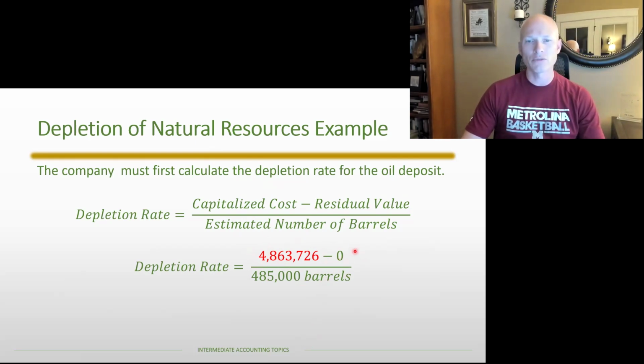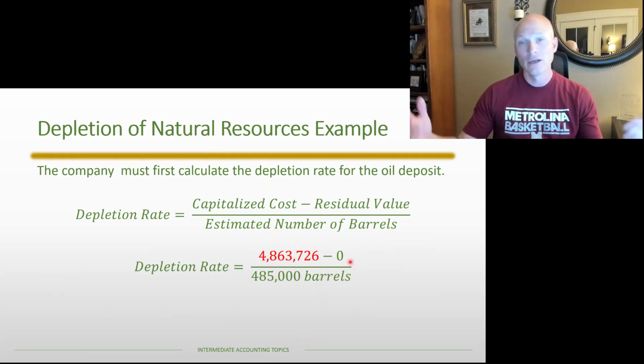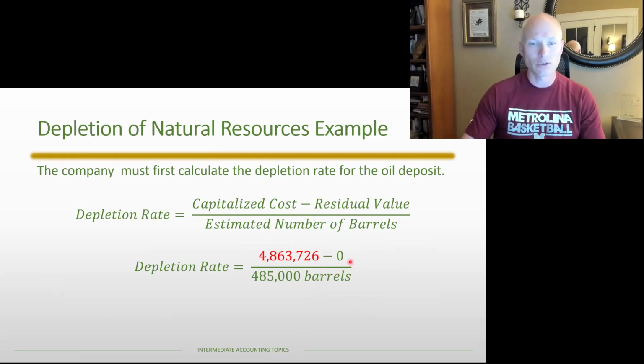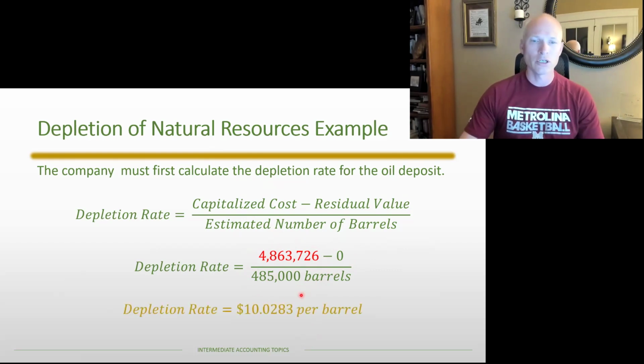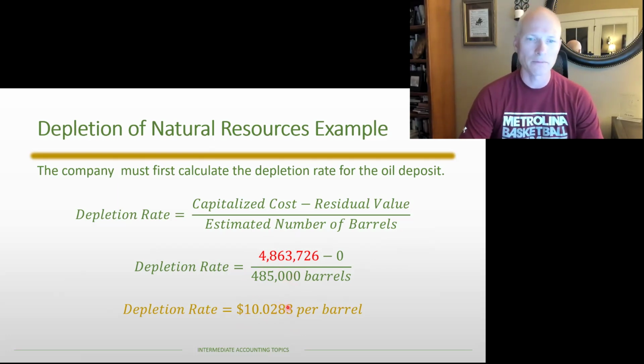Natural resources, by assumption, have zero residual value. In fact, as we know, you end up paying money to restore the land, and that's over our estimated number of barrels. And so the rate of depletion is $10.02 and some change per barrel. I typically leave it out to 4 decimal places just because rounding can be a little bit problematic. But if you round it to the nearest penny, it's not the end of the world. When you're dealing in thousands, probably not a big deal. If you were dealing in millions or billions, then those rounding errors can certainly add up. And so that's why we carry it out here.